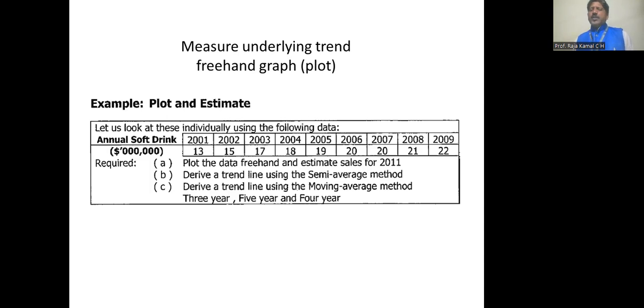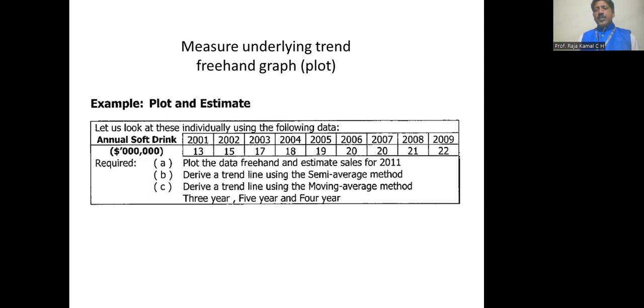So how to do it? It's a very simple method. We are going to draw a graph where on the x-axis we take years, and on the y-axis we take the annual soft drink production. After plotting the points based on the scale, on the x-axis we can take 1 centimeter equal to 1 unit, as the years difference was 1 year, and on the y-axis you can take a scale of 2, as the difference here was 2 in each item.